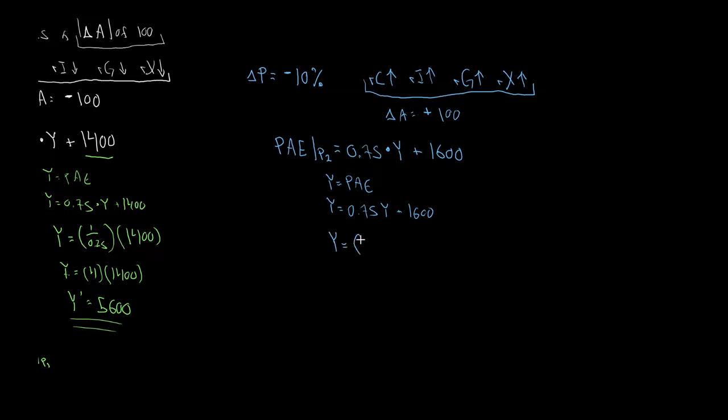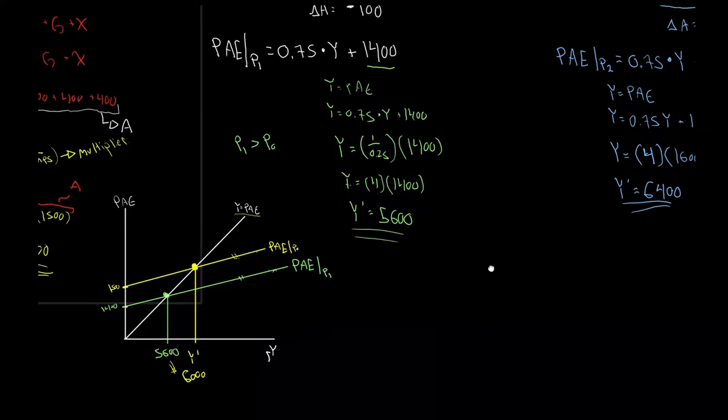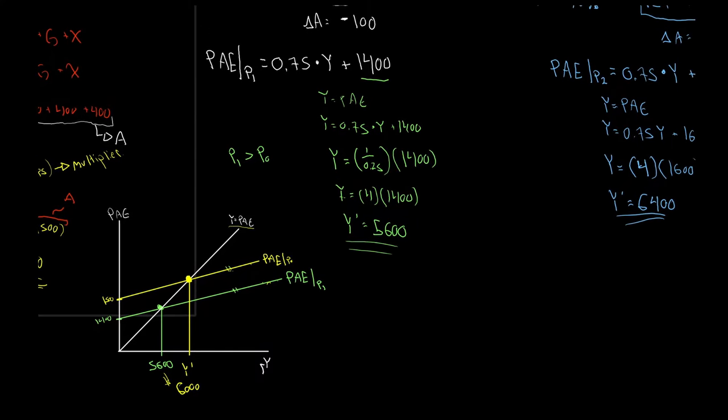That's Y equals 4 times 1,600, right? Where does that 4 come from? That's my multiplier, 1 divided by 1 minus my marginal propensity to spend. So I get Y prime, my new equilibrium level of GDP, equal to 4 times 1,600, or equal to $6,400. To throw that guy onto our diagram here, well, let's go take a look.